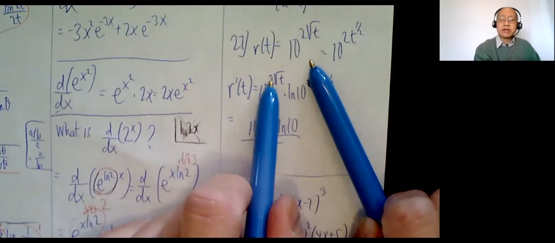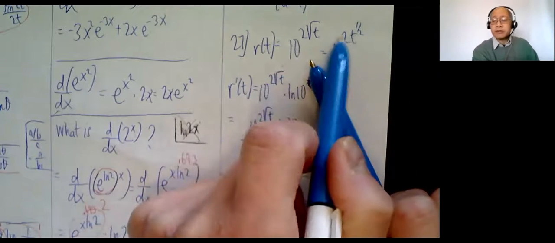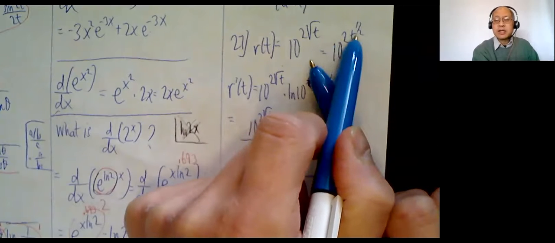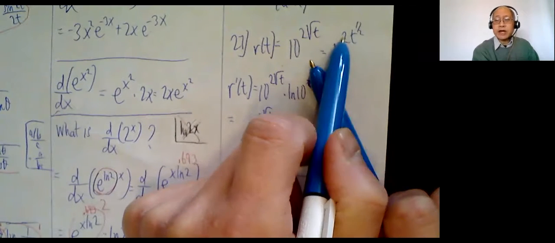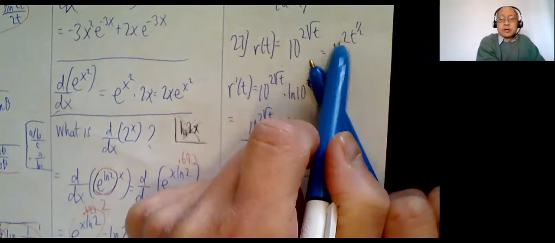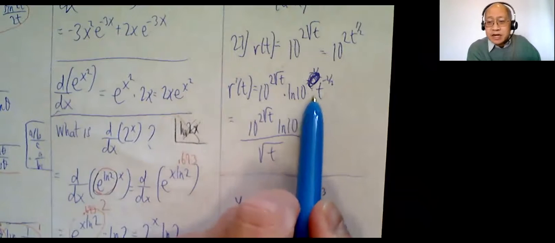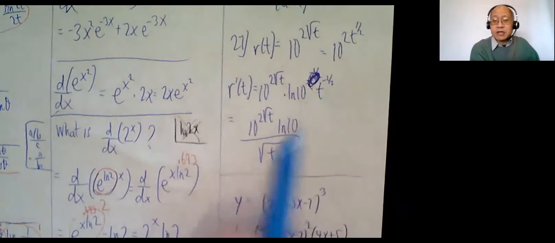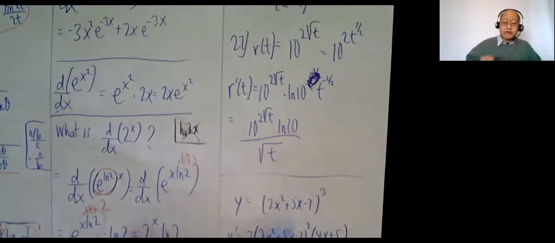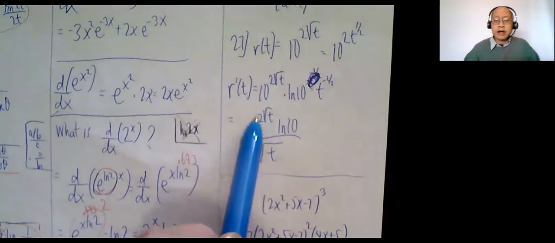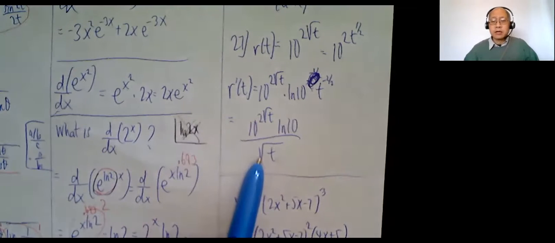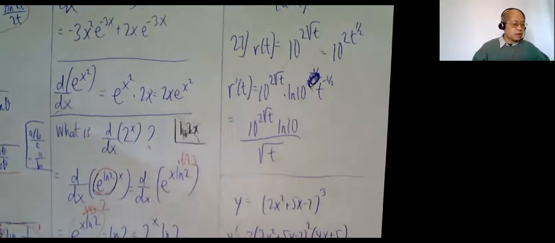And then by the chain rule, it's times the derivative of the exponent. So I look at this now, 2t to the 1/2. So the derivative is 1/2 times 2, which is 1, t to the negative 1/2. Okay, then clean it up. I just put that in the denominator, right? T to negative 1/2 means radical t on the bottom. So final answer, 10 to the 2 radical t, natural log of 10, divided by square root of t.